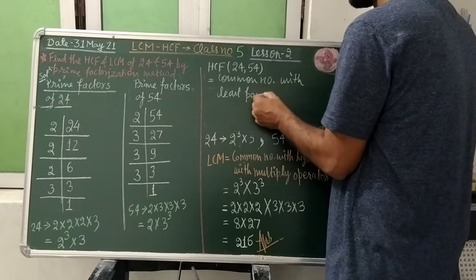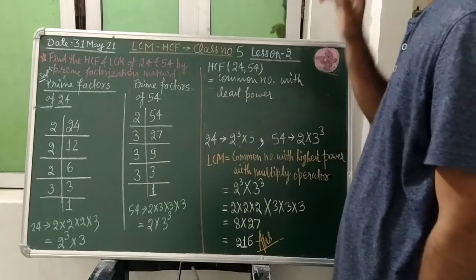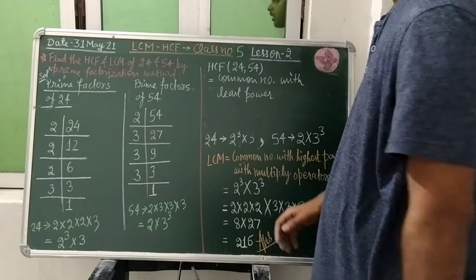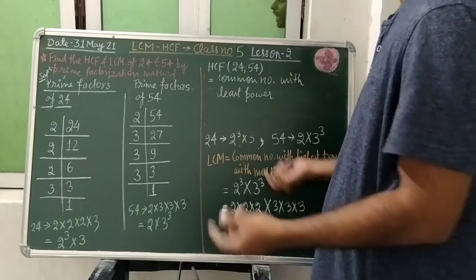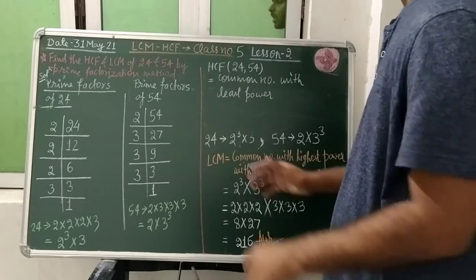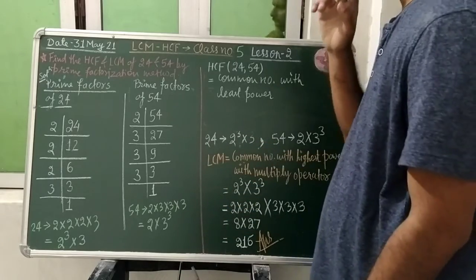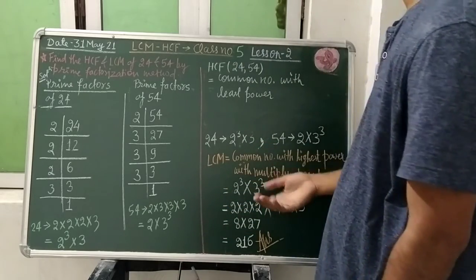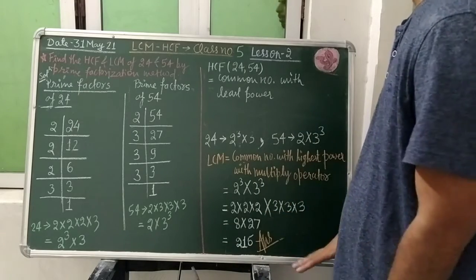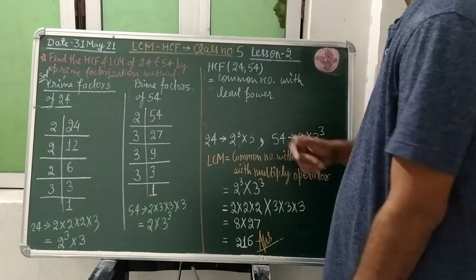Okay. So, to find out the LCM and HCF by prime factorization method, first our task will be to find out the prime factors of the number given to us. So, we shall find out the prime factors of that number, and thereafter for the LCM we will apply the rule common number with what?